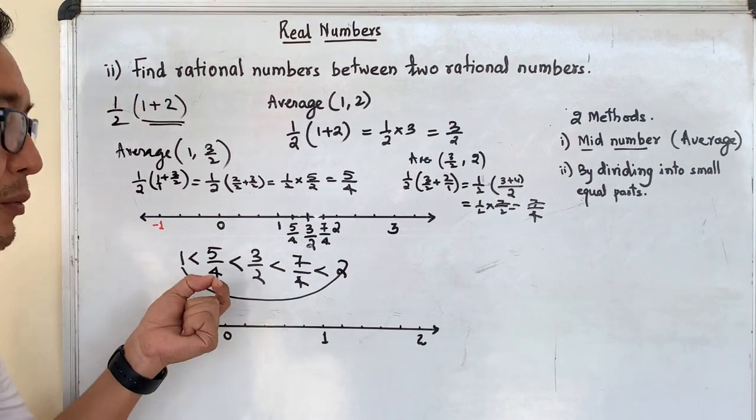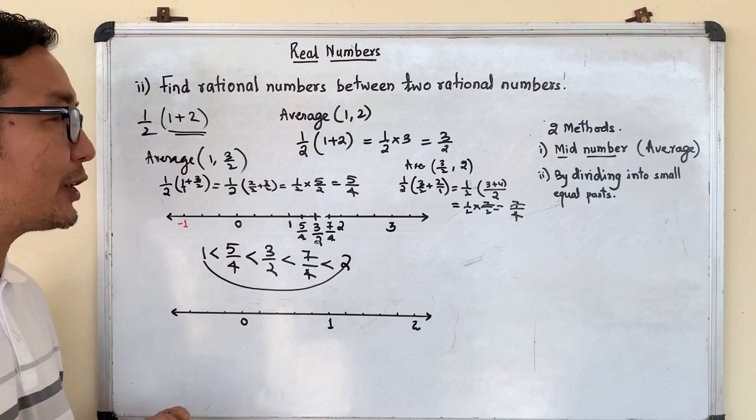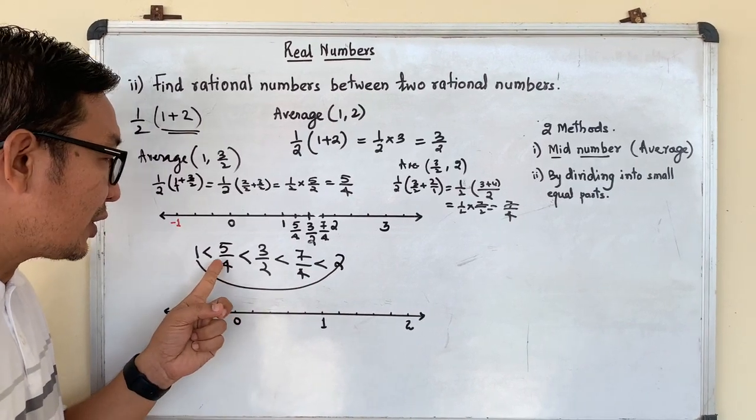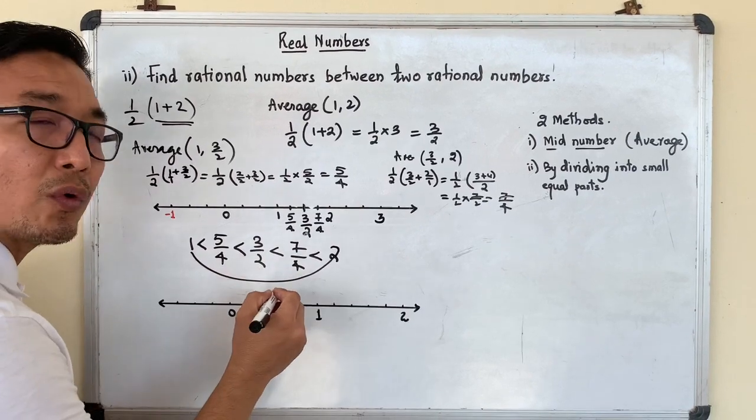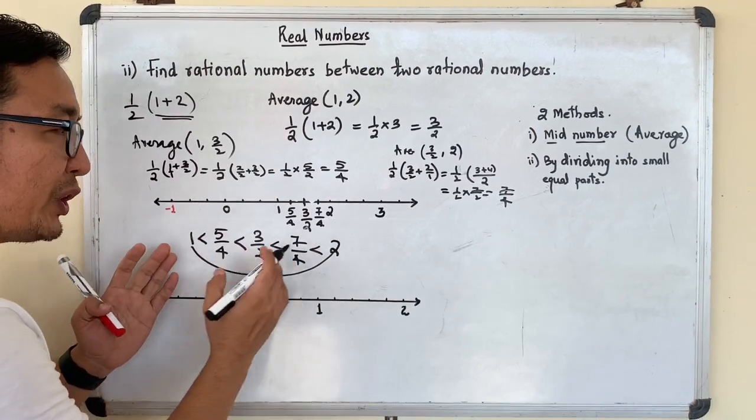So the rational numbers are 5/4, 3/2, 7/4. These are three rational numbers between 1 and 2.